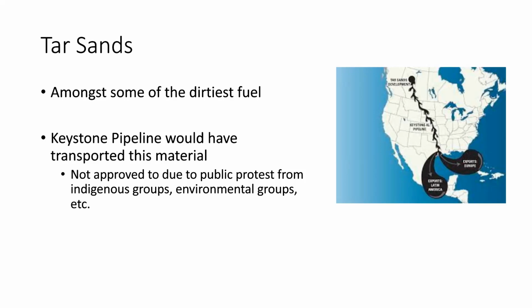And with that, there's a bunch of problems because one, if there's a leak, we're going to be exposing the environment to this extremely, extremely dirty fuel. But also the proposed pipeline was going to be built through a lot of indigenous lands. So the indigenous groups, the environmental groups, just other interested citizens just got involved, and ultimately they were able to, through public pressure, kind of shut this project down.